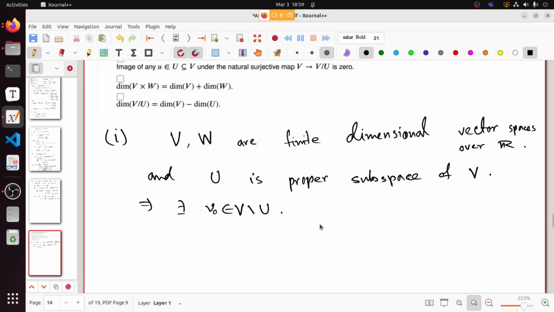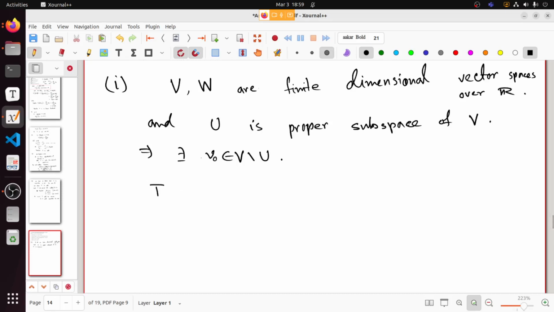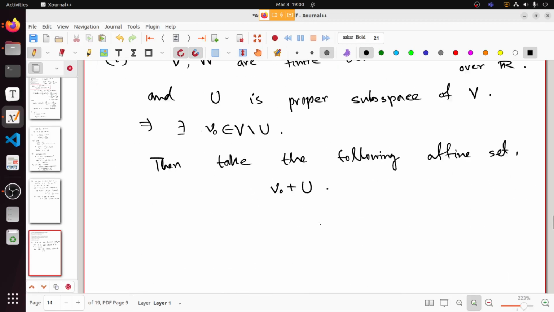So take the following affine set, v naught plus U. This is not a subspace, it is an affine set. Then does v naught plus U contain the zero vector of V? We claim that this affine set v naught plus U will not contain the zero vector of V.